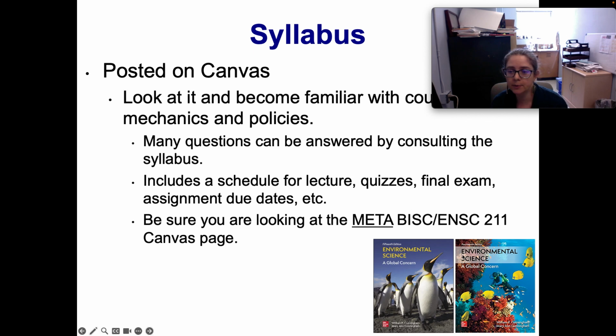This is also our book. I did want to point out, it's called Environmental Science, A Global Concern. I do not care what edition you have. I did not actually put the picture in. There's a 16th edition, there's a 15th edition, and a 14th edition. I believe the electronic version of the 16th edition is what will be included in the Bulldog bundle if you're getting that. I do want to point out that I'm not pulling any problems or questions directly from the book.